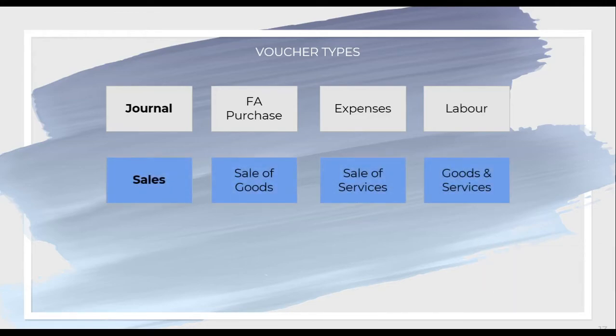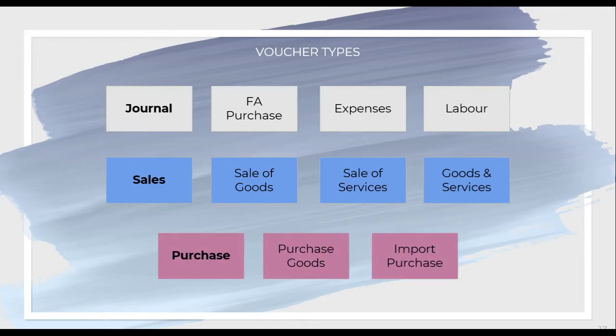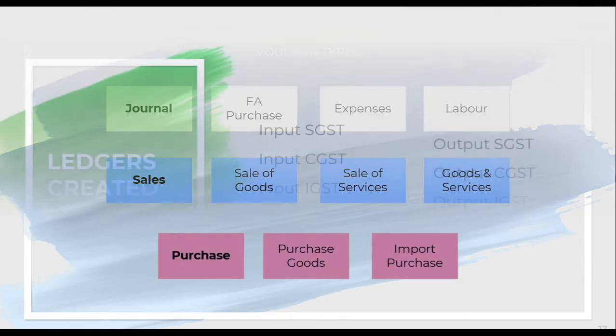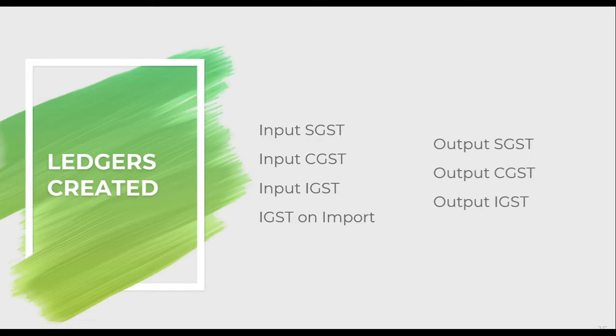So like this you can create different voucher types. Under sales you can create sale of goods, sale of services, goods and services, where you are providing both the goods and services together. You can also differentiate purchase into purchase goods and import purchase. We know that you are already doing these entries, so by the time we are here, you know that these are the entries or ledgers you have created.